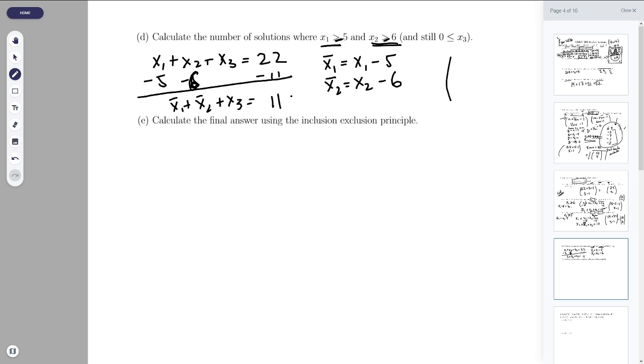And so we can do the same thing again. In this case, it's going to be 11 plus 3 minus 1, choose 3 minus 1. So in this case, it'll be 13 choose 2. All right.